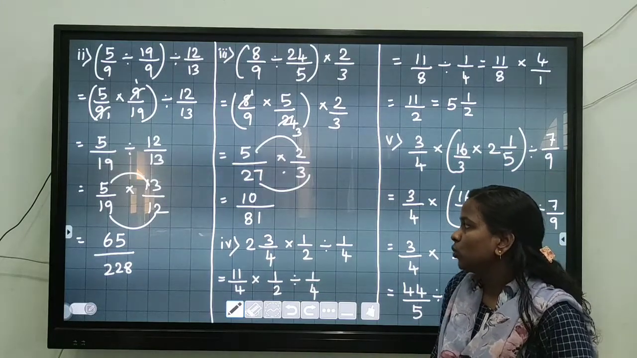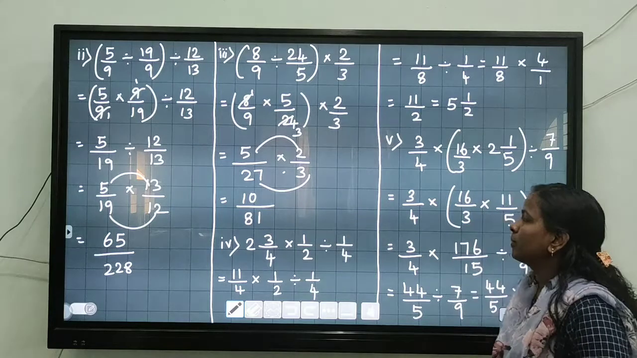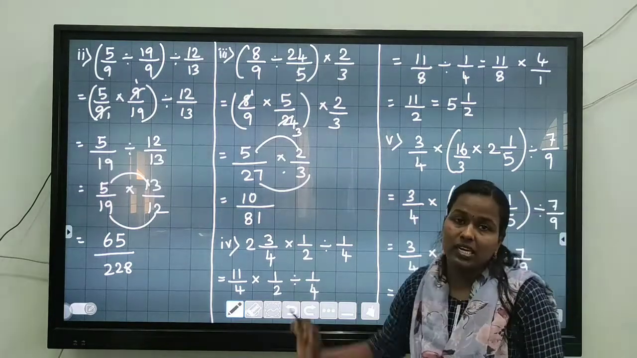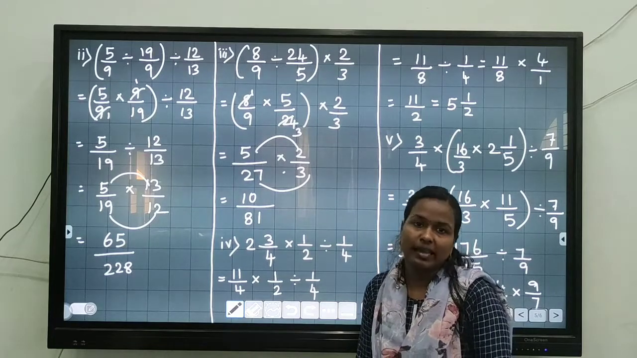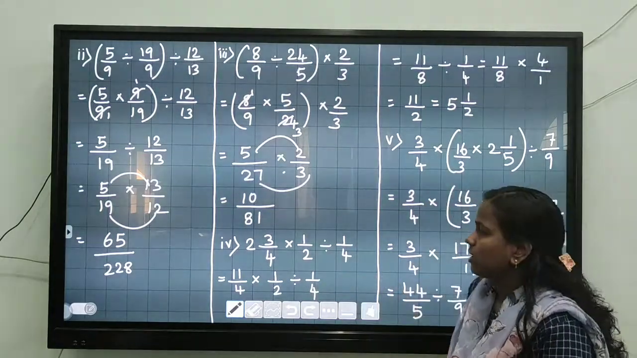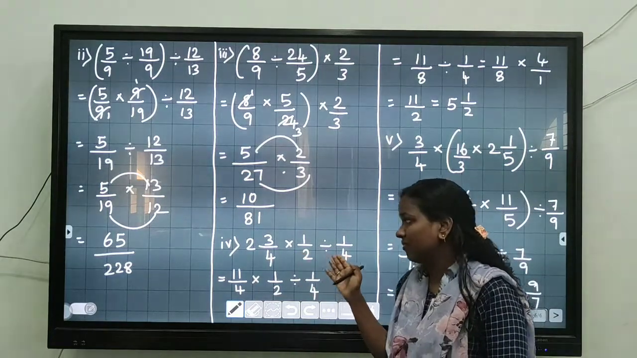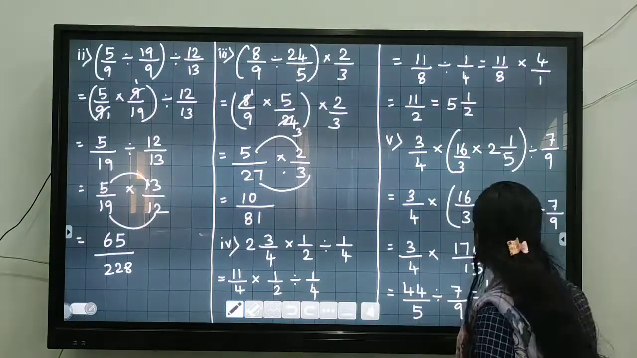So fourth one, 2 of 3 by 4 multiply 1 by 2 divided by 1 by 4. See, in the previous question we are solving the terms which are given inside the bracket first, then we are solving the remaining. But see here there is no bracket. But here multiplication is given, division is given. How will you solve? Which part will you solve first?